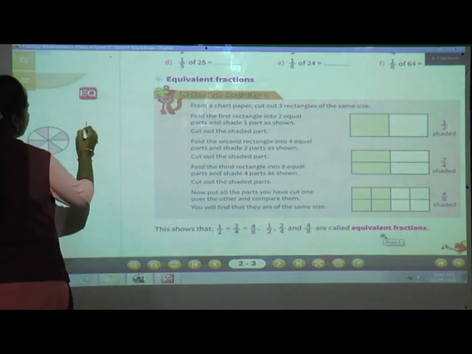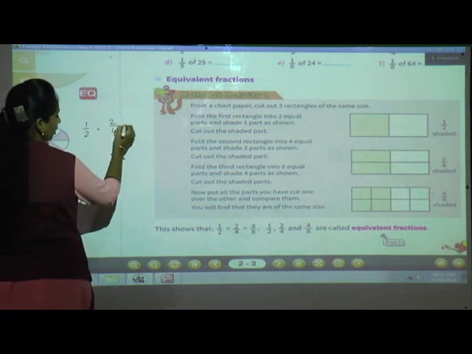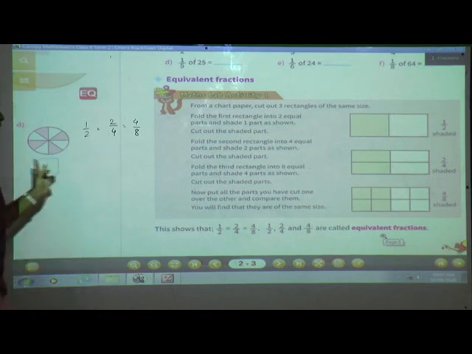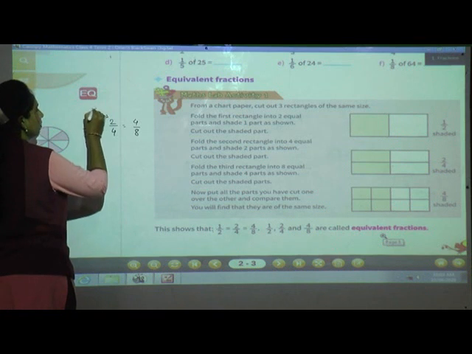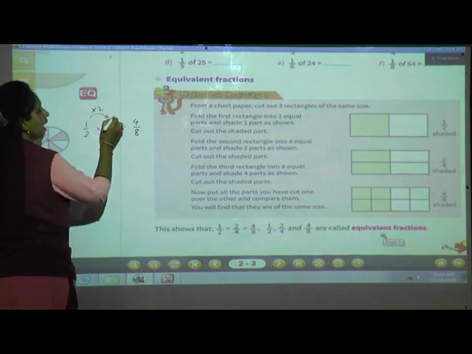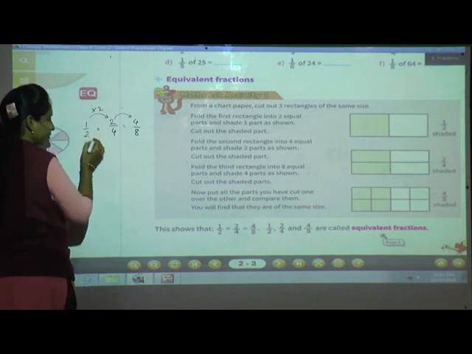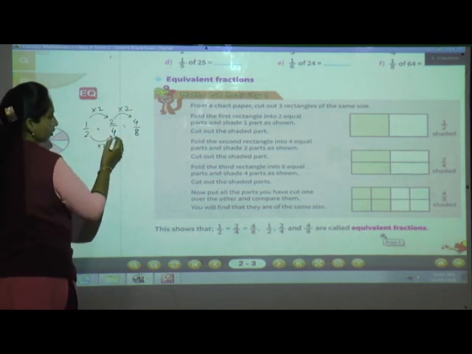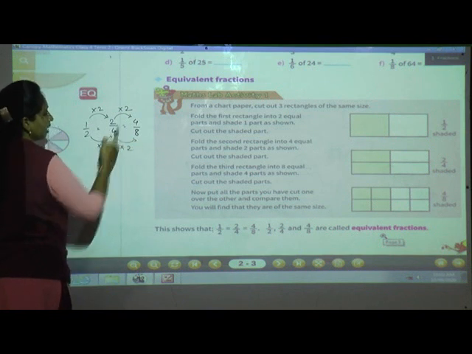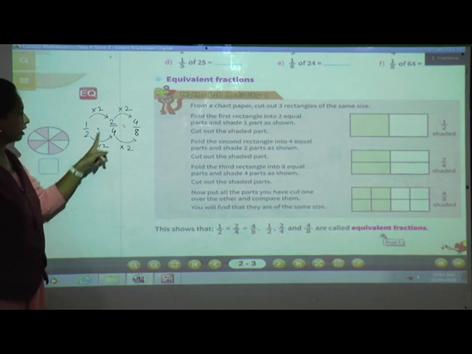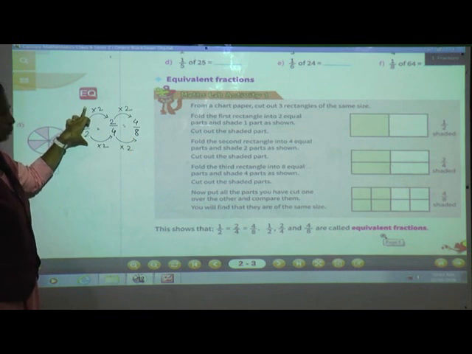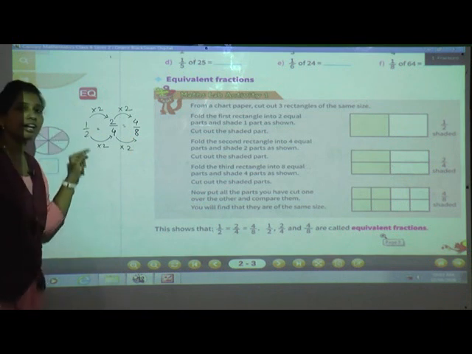So 1 by 2 is equal to 2 by 4 is equal to 4 by 8. Why are we saying that? Because they are equal. How are they equal? See, when I multiply by 2, 1 2s are 2. Again, we have to multiply the denominator also. 2 2s are 4. Again if I multiply by 2, 2 2s are 4. Here again I have to multiply with the same number. Now here 4 2s are 8. So whenever you are multiplying with any number, it should go the same in numerator and denominator.